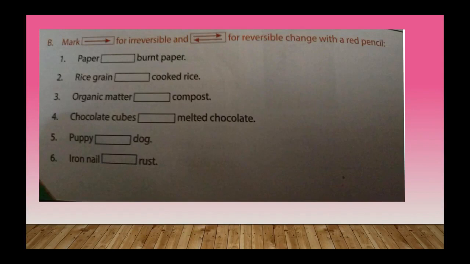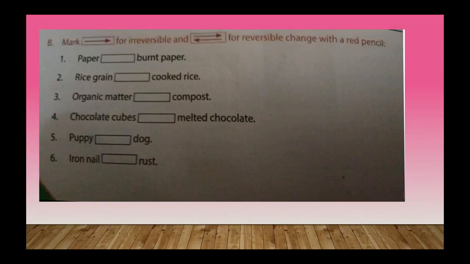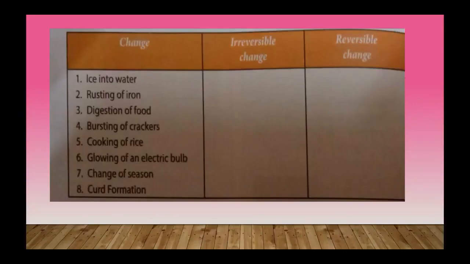So it's a reversible process. You want to put two lines. Then this is the thing. You want to write irreversible, reversible change. Ice to water, reversible change. You are able to get ice back by doing the process called freezing. Rusting of iron, reversible change. Right? And so I already told you.